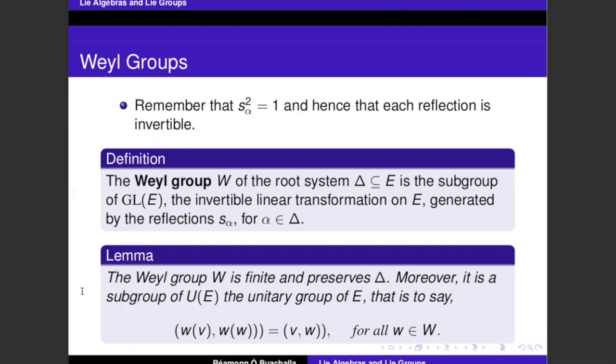Now the Weyl group is finite, and it preserves the roots. It's clear that the reflections are linear and, by definition of the root system, preserve the roots, but we're saying that the whole group does. This is kind of obvious, but we're presenting it in the lemma for the sake of formality. Moreover, it's contained in the general linear group, but it's actually contained in a smaller group, the unitary group, which is to say it satisfies this here.